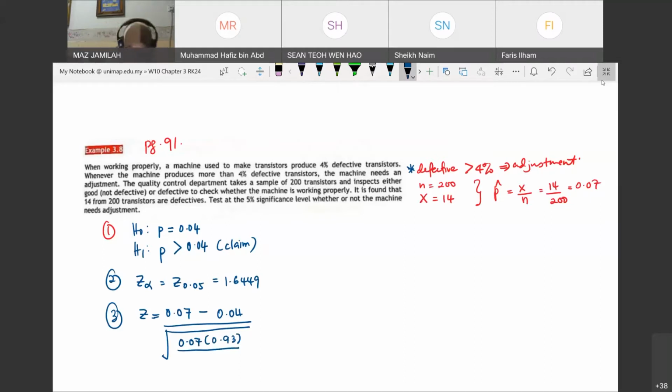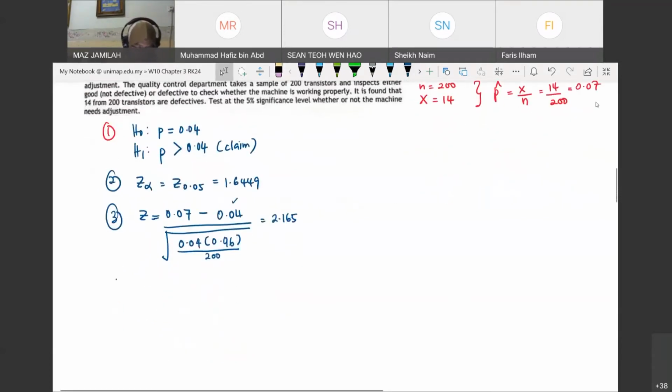0.04, sorry. 0.04, P naught. We are using the P naught. So 0.96 divided by the number of samples, 200. So you will get 2.165. Then you will get your division.